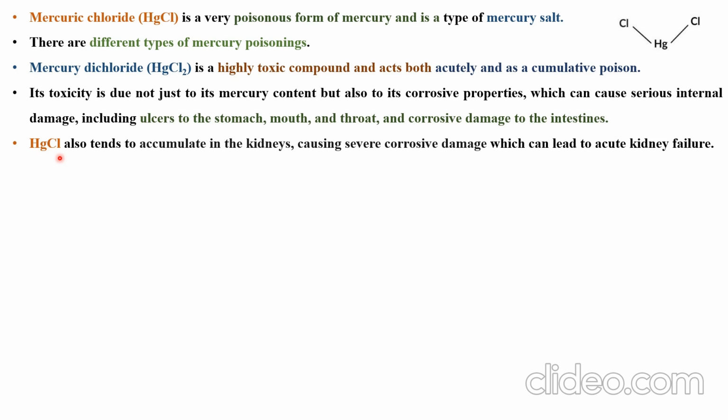Mercury chloride, here you can see there is a single chloride, monochloride, not dichloride, tends to accumulate in the kidney and causes severe corrosive damage, which can lead to acute kidney failure. So whenever you are exposed to mercury monochloride, it will start accumulating in the kidney, because the kidney and liver are the major excretory organs through which any xenobiotic or chemical will go out of your body. So once it gets accumulated in the kidney, it might cause corrosive damage, or it may cause acute kidney failure, because of which a person might die if treatment is not done.